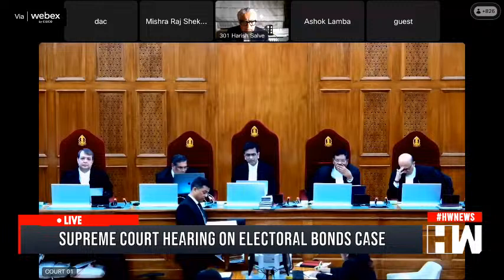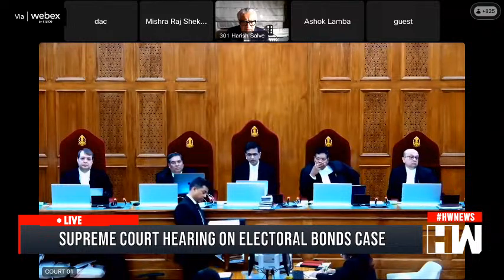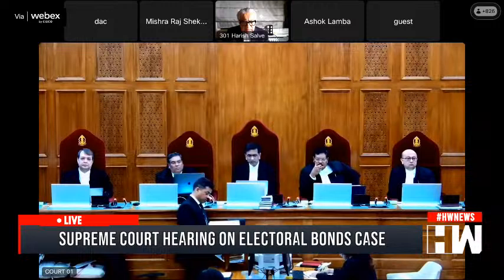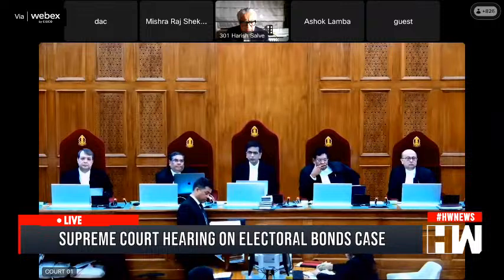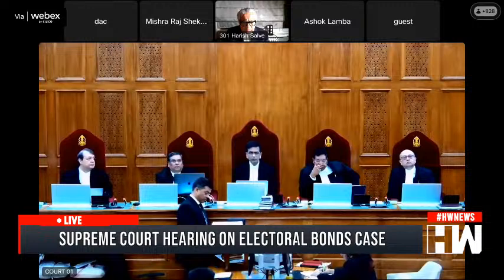Learned counsel submitted that if the disclosure is to be made of the information required to be submitted by SBI to ECI, the separate silos which are referred to in B and C of the operative directions, there would be no difficulty in SBI doing so, which, it has been indicated, would be completed within 3 weeks.